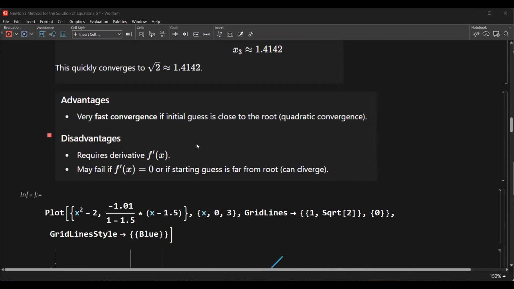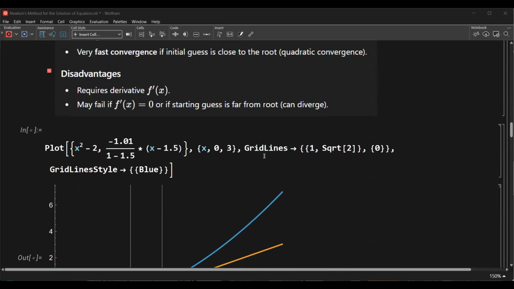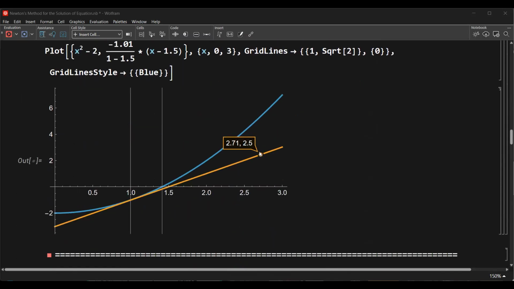Okay, the advantage is very fast convergence if the initial guess is close to the root, with quadratic convergence. We have the disadvantages here. It requires a derivative. It may fail if f prime of x is equal to 0, or if the starting guess is far from the root, or it can diverge. So we have an example here.